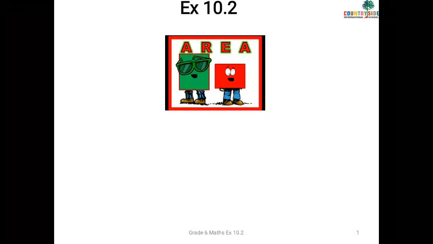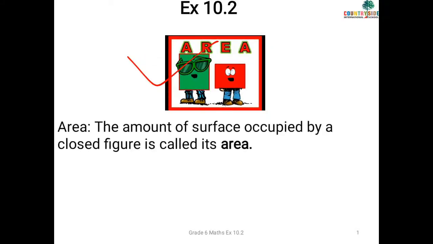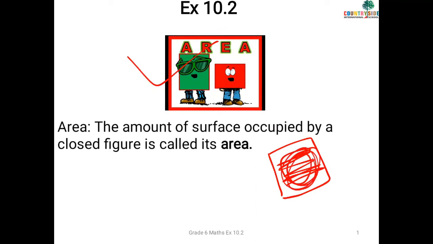In the previous videos we have completed exercise 10.1 and trust me, this exercise is very easy and it is about the area. Now let's start with the basic definition. What is area? The amount of surface occupied by a closed figure is called area. For example, see, this is a square. So the amount of space occupied by this square is called area.